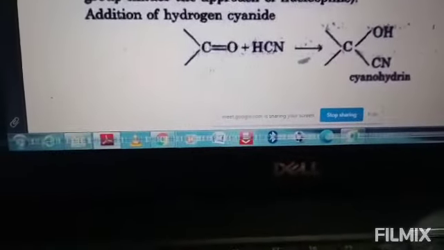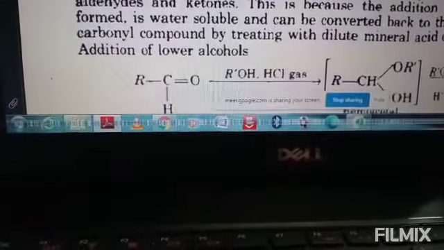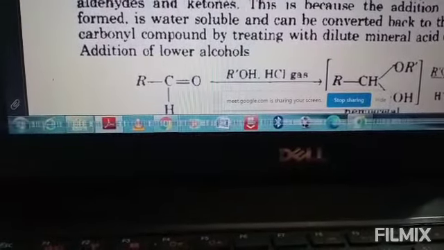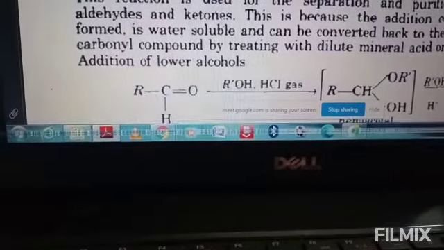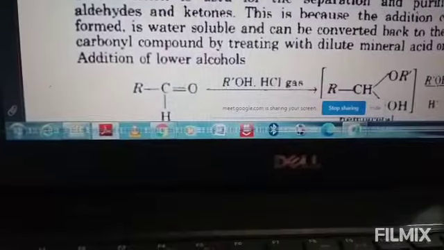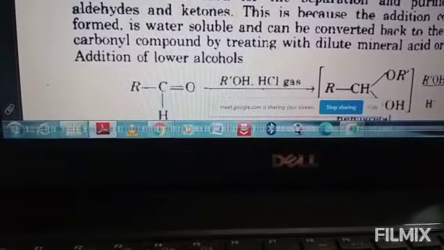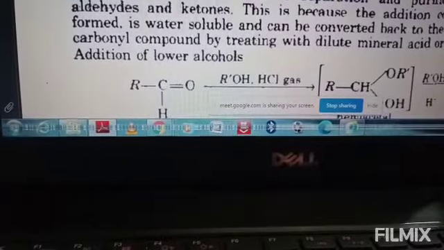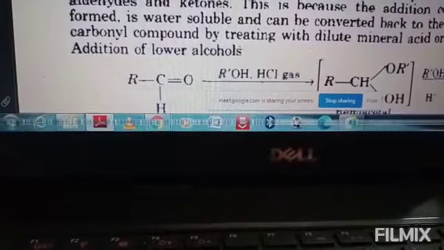So let us see the equations. This is the equation. The reaction is used for the separation and purification of aldehyde and ketone. This is because the addition compound formed is water soluble and can be converted back to the original carbonyl compound by treating with dilute mineral acid or alkalis.